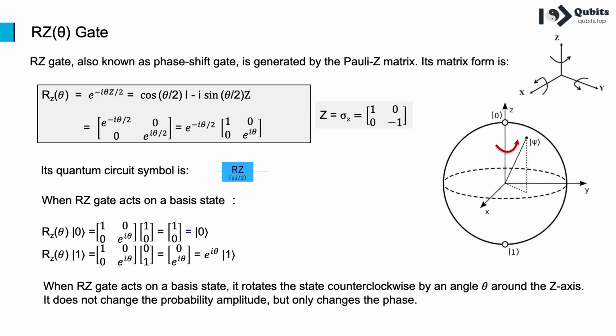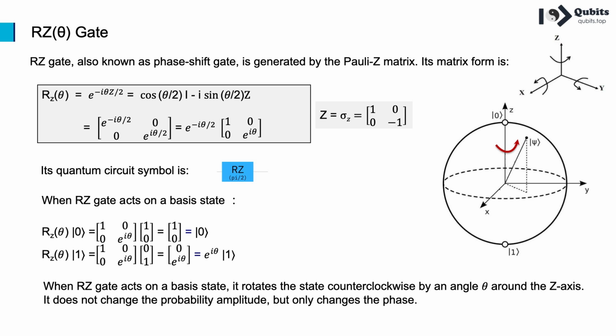The RZ gate is a quantum gate that performs a rotation around the z-axis of the Bloch sphere by a certain angle, which is usually denoted by the Greek letter phi. It is one of the elementary gates in quantum computing and can be used to manipulate the phase of a qubit state.